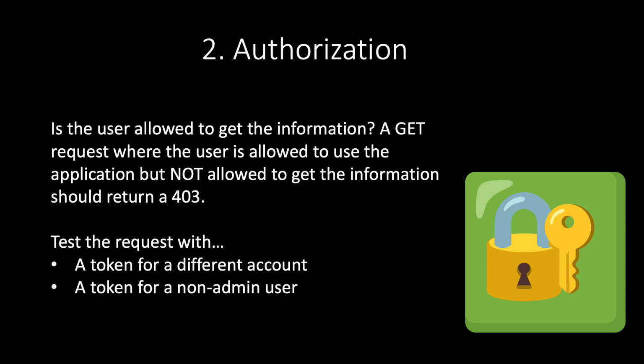2. Authorization. Is the user allowed to get the information? A GET request where the user is allowed to use the application but not allowed to get the information should return a 403. Test the request with a token for a different account and a token for a non-admin user.